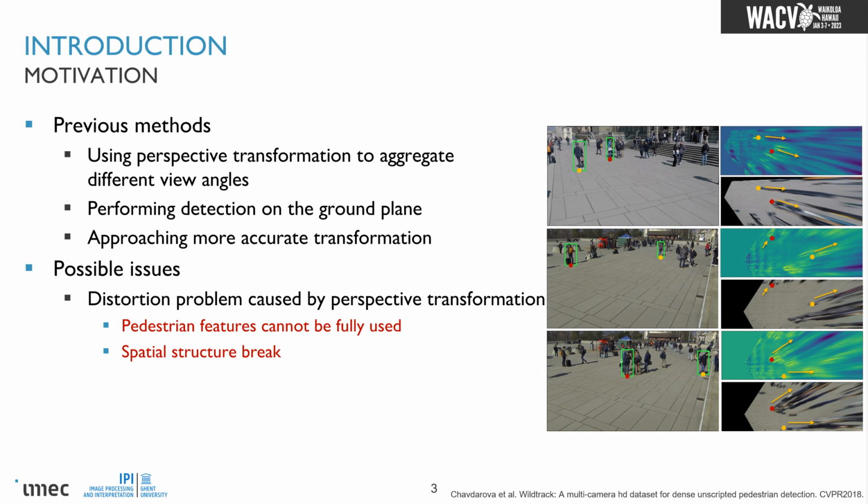But this kind of strategy has a critical drawback: perspective transformation will cause a distortion problem. The spatial structure of the pedestrian will break after the transformation. The features could be compressed or stretched over a large area depending on different locations. So it is hard for a traditional convolutional neural network to explore the whole target, because the kernel size is fixed, but the projected features vary at different locations.